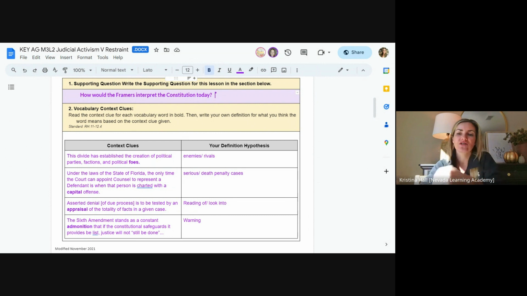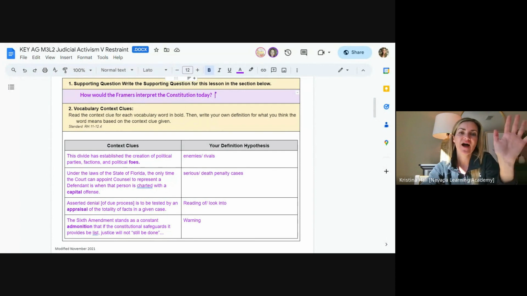How would the framers interpret the Constitution today? We'll look at some examples of court cases where maybe the way they interpreted the Constitution in the 1800s is different than in the 1900s. We'll look at Brown versus Board of Education, the desegregation of schools, the original court case that said separate but equal, and then the follow-up court case that overturned a previous court case. It's all depending on how they interpret the Constitution, using judicial activism or judicial restraint.